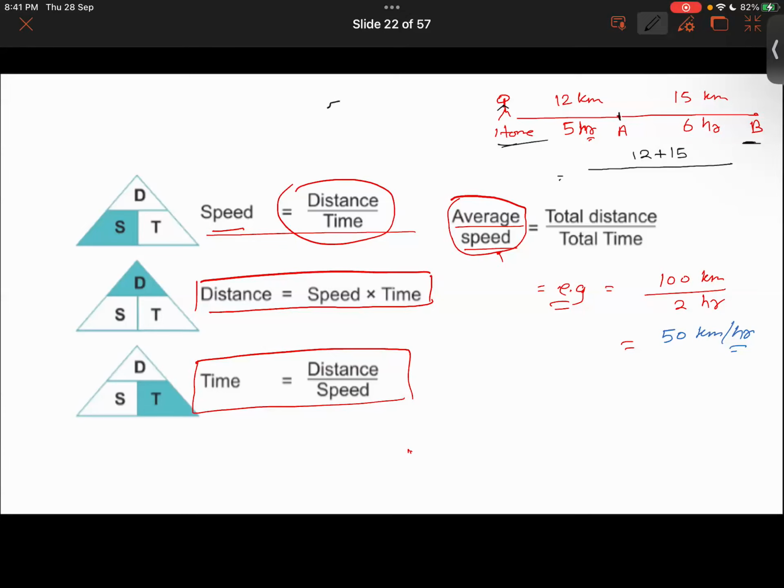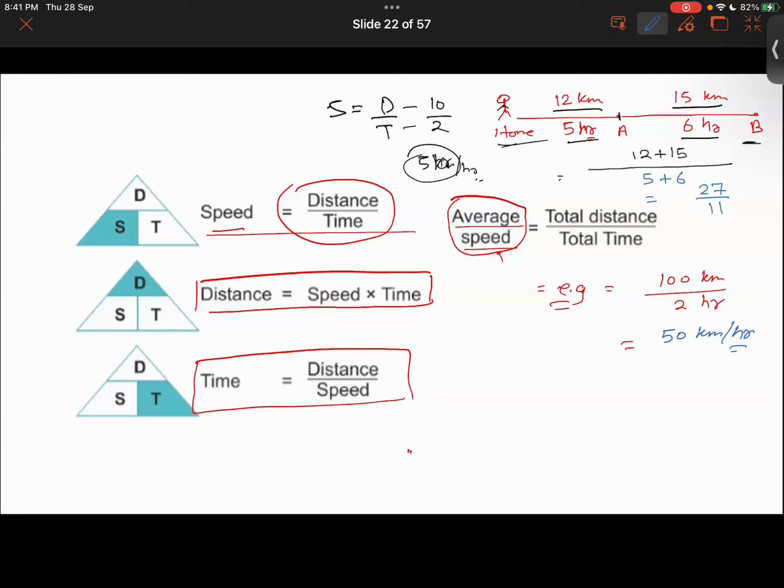We are talking about speed now. Speed simply means distance upon time, right? If only one value of distance is given, like 10 kilometers in 2 hours, you simply get the answer as 5 kilometers per hour. But here multiple distances and multiple times are given. So there we talk about the average speed. It is simply the total distance divided by total time. And the time would be 5 plus 6 hours. So it is 27 upon 11.